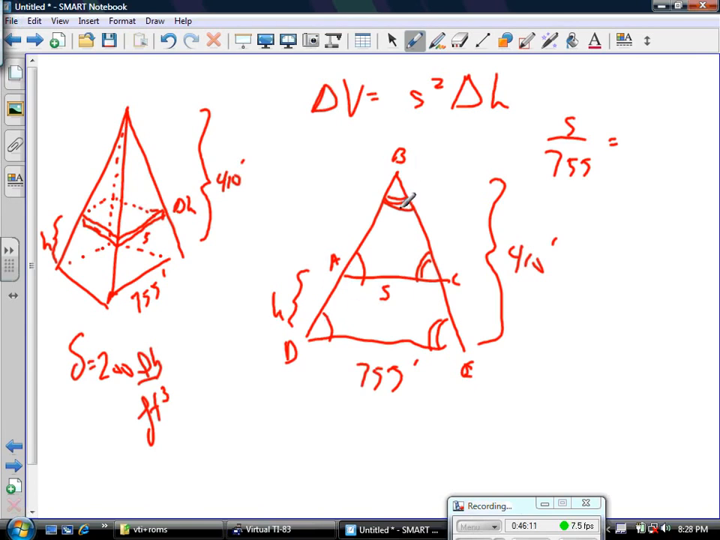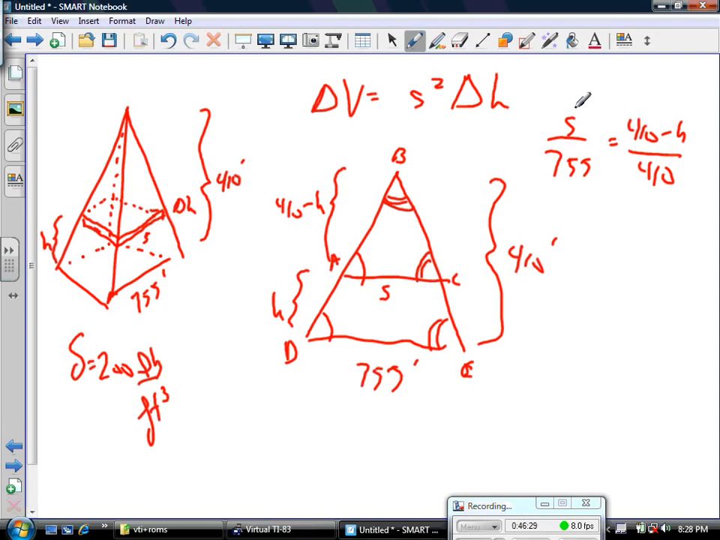This is 410, this is h. What's that? 410 minus h. So the height of the little triangle is 410 minus h. Let's write that. 410 minus h. The ratio of the height of the little triangle to the height of the big triangle, the whole thing, is 410 minus h to 410.